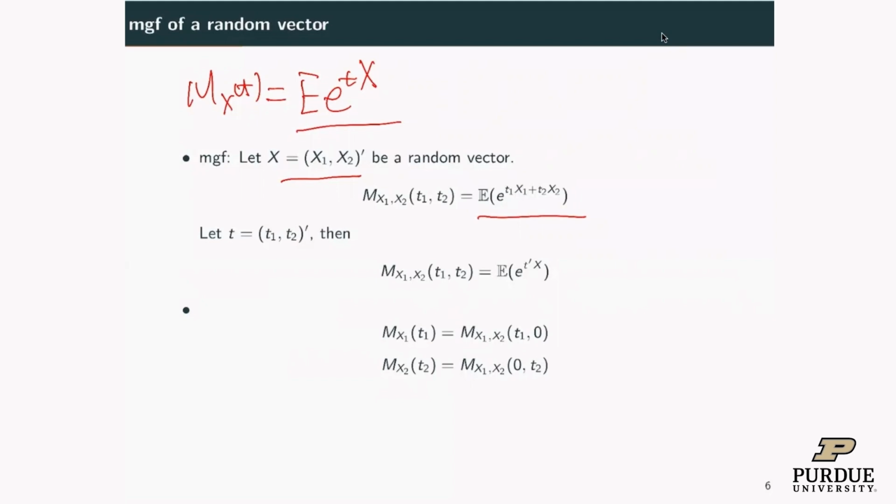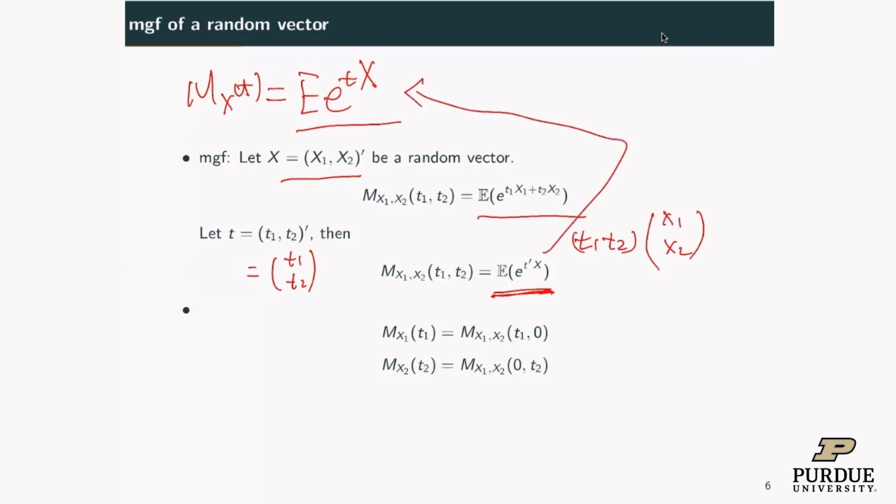If you write this formula in matrix or vector form, for example, you can define t as the column vector (t1, t2). Now the MGF can be written in this form, t transpose times the vector (x1, x2). So this formula is very similar to the one-dimensional case. If you let t2 be 0, you will get the MGF for x1. If you let t1 be 0, you will get the MGF for x2.